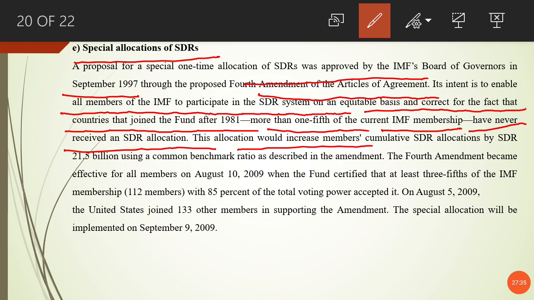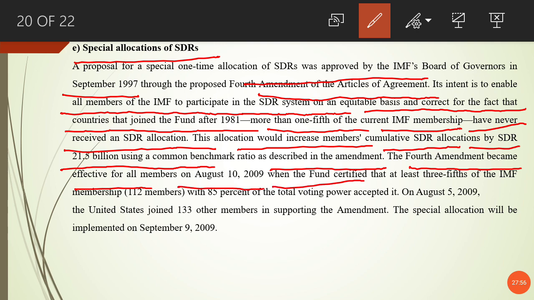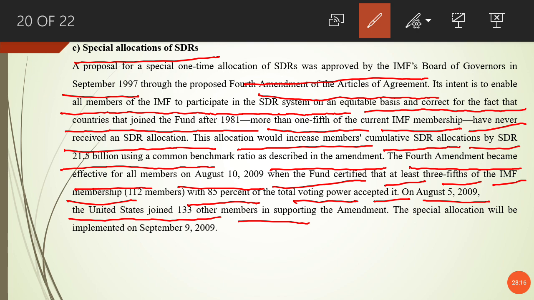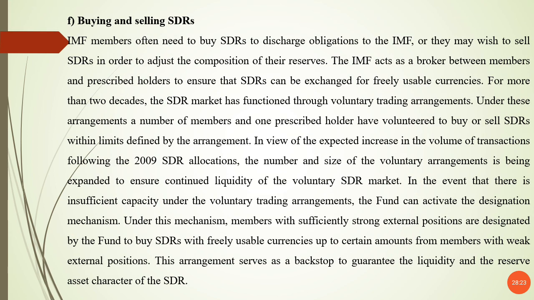This allocation would increase members' cumulative SDR allocation by SDR 21.5 billion using a common benchmark ratio as described in the amendment. The Fourth Amendment became effective for all members on August 10, 2009, when the fund certified that at least three-fifths of the IMF membership, 112 members with 85% of the total voting power, accepted it. On August 5, 2009, the United States joined 133 other members in supporting the amendment. The special allocation will be implemented on September 9, 2009.